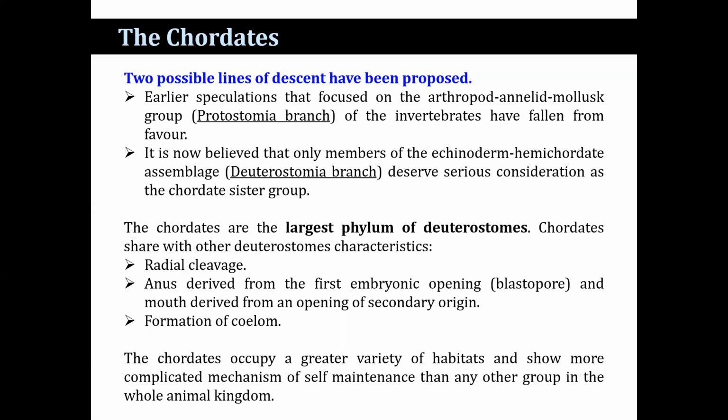Now, the chordates are the largest phylum of the deuterostomes. Chordates share with other deuterostomes the characteristic of radial cleavage. What is cleavage? Cleavage may be radial or spiral, depending on the orientation of the mitotic spindle relative to the egg axis. In radial cleavage, the spindles of a given cell are oriented either parallel or perpendicular to the animal-vegetal axis.